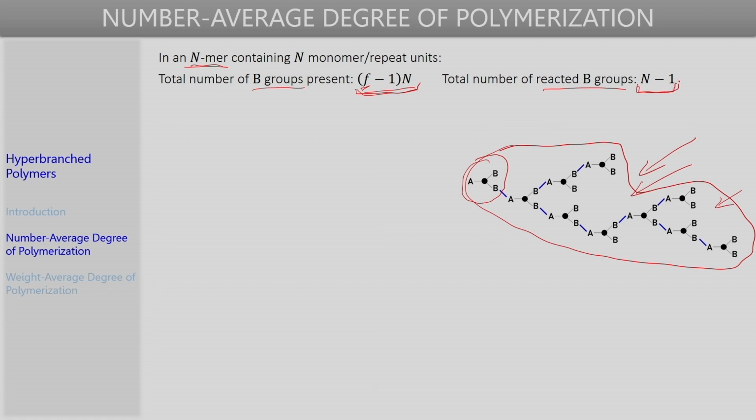The n minus 1 AB bonds basically correspond to the number of reacted B groups, and that can also be seen here, where since we have a 10-mer, we will see that there are 9 AB bonds: 1, 2, 3, 4, 5, 6, 7, 8, 9. Okay. So, those many B groups have reacted. All the B groups that are a part of these bonds are the ones that have reacted, and the remaining are of course unreacted. So, the number of unreacted B groups will be just the total number of B groups present minus the number of reacted B groups. So, that comes out to be this.